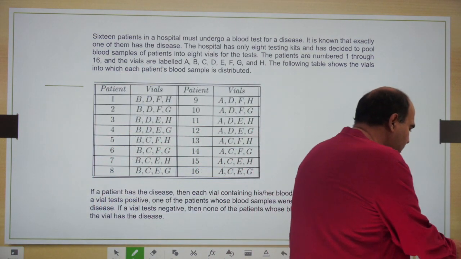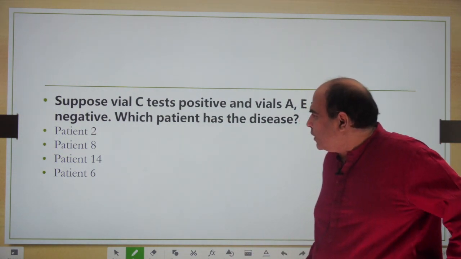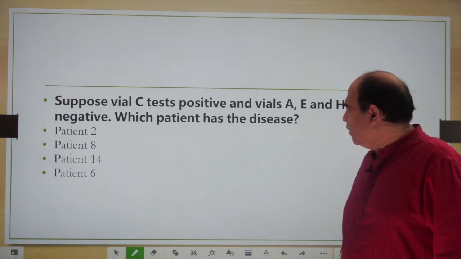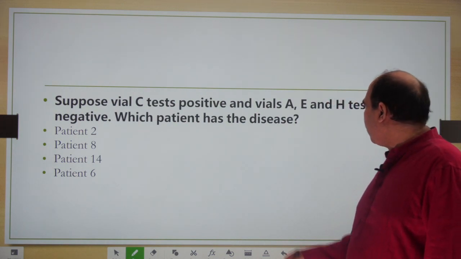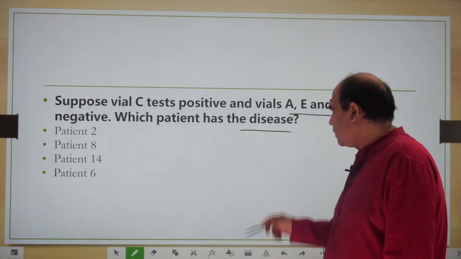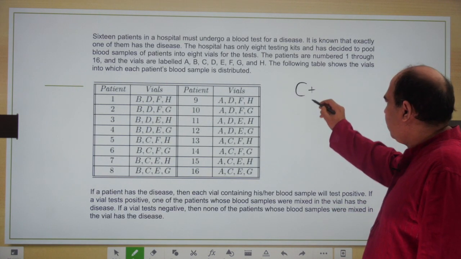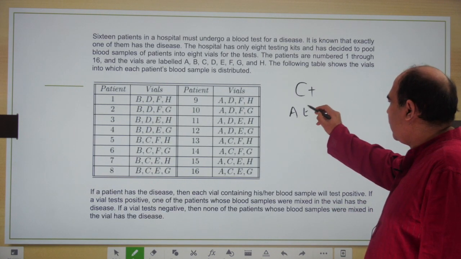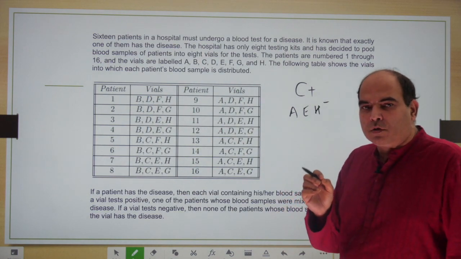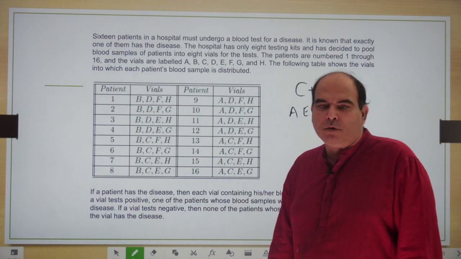So you go to the questions and you see the first question in this set, and the question says, suppose while C tests positive, and while A, E, H test negative, which patient has the disease? While C tests positive, C is positive and A, E, H are negative. So if C is positive, one of the patients whose blood has gone into C will be the patient who is positive.